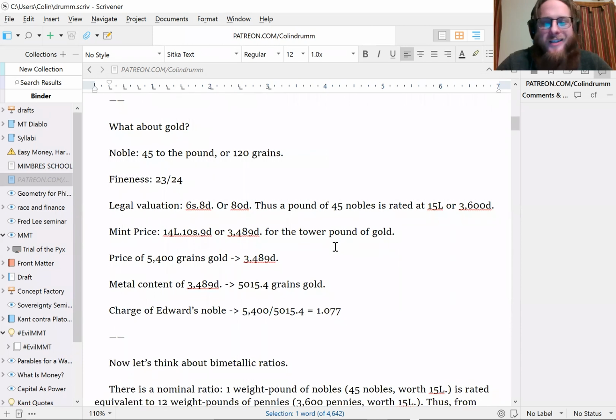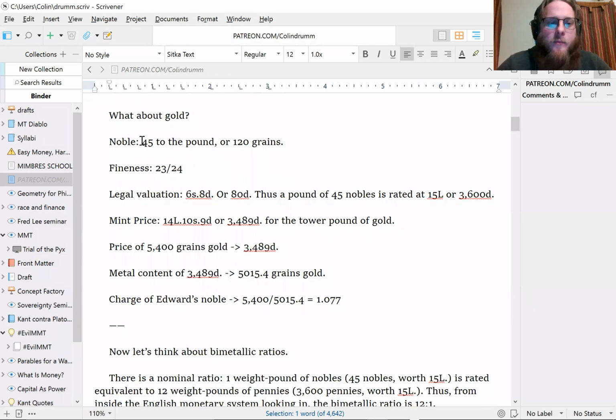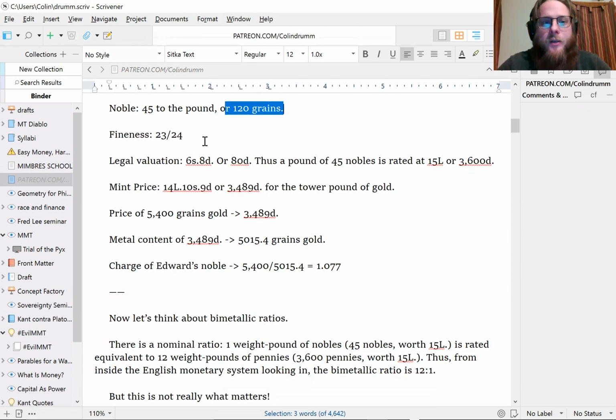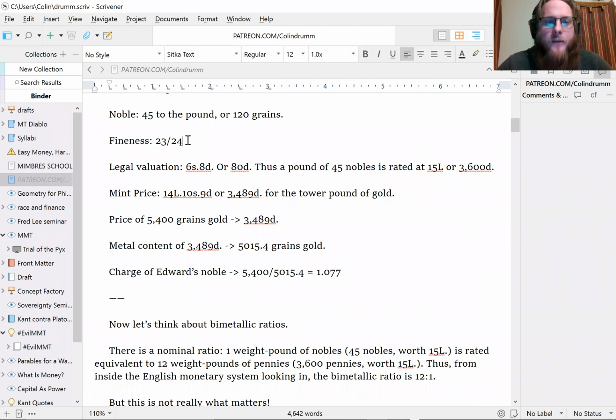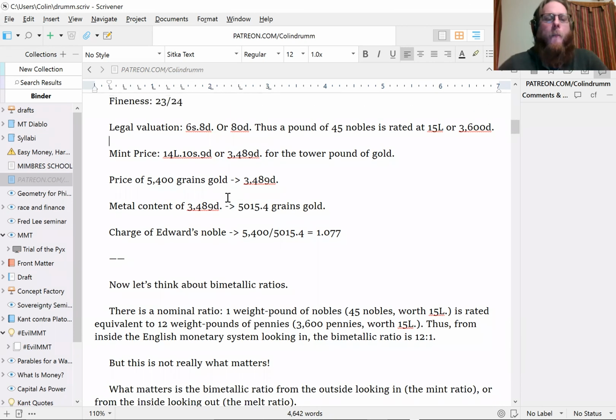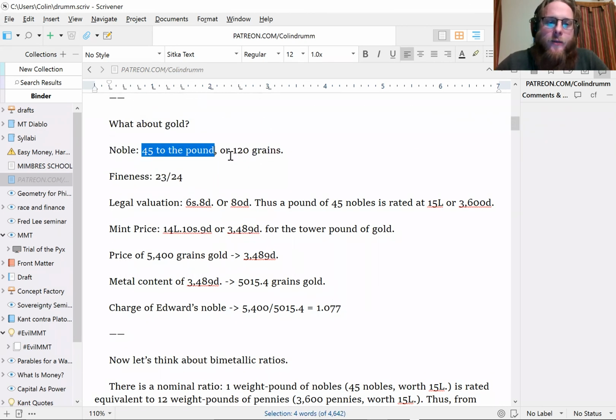Now, okay, so what about gold? Well, it's the same thing for gold, so we'll go through this quickly. The noble is 45 to the pound. So take a tower pound of gold to the mint. They'll mint it into 45 nobles, of 120 grains at a fineness of 23 over 24. So 23 karat gold. The reason that there's 24 carats in purity is because of the Roman solidus, the central gold coin of the Roman system. So there are still legacies of the Roman monetary system at play in this system, which is interesting to notice. Okay, and so this noble of 120 grains of 23 karat gold is worth 6 shillings 8 pence, which is a third of a pound, or 80 pence.